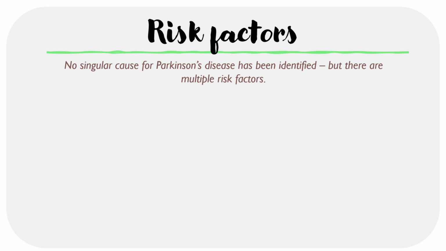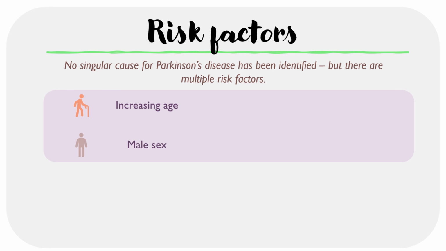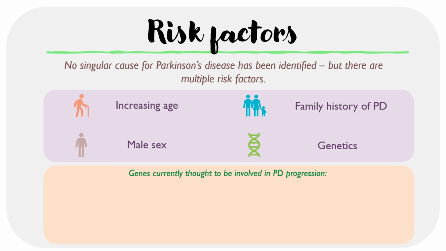So what exactly causes someone to develop Parkinson's disease? Well, in reality, there's no single cause behind the condition, but there have been multiple risk factors that have been identified. And these include increasing age, being male, a family history of Parkinson's disease, as well as genetic factors. And if we hone in on the genetic factors, there have been some genes that are thought to be related with Parkinson's disease progression, and these are listed below.